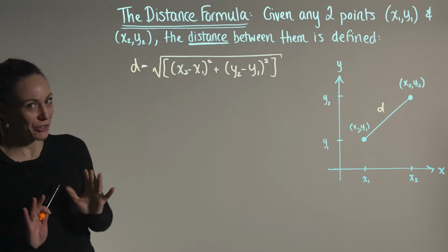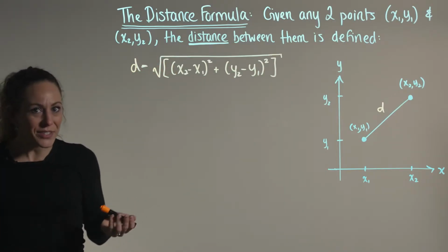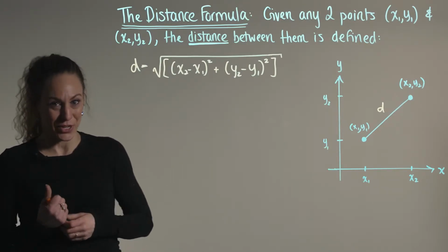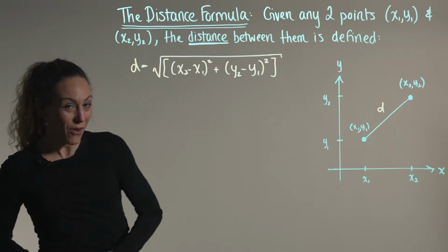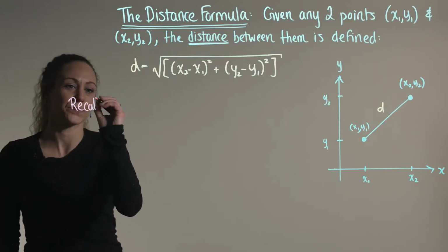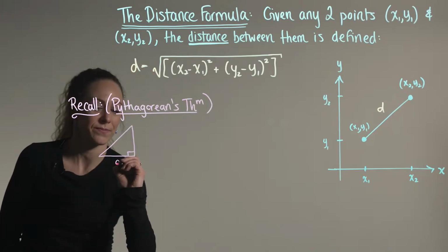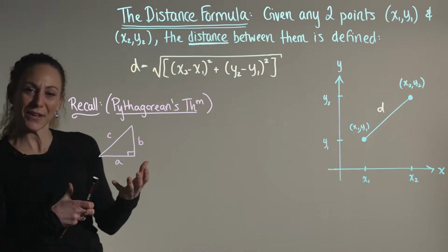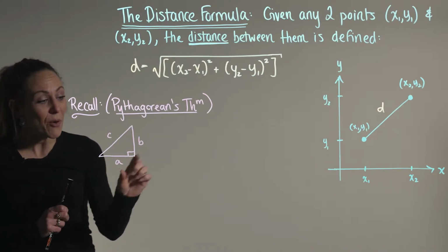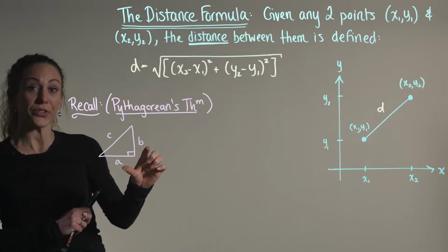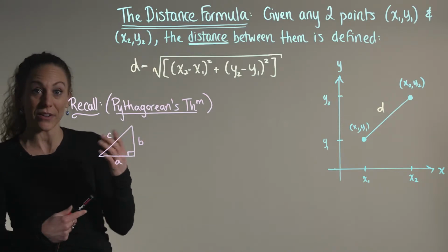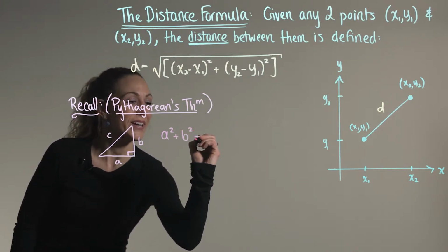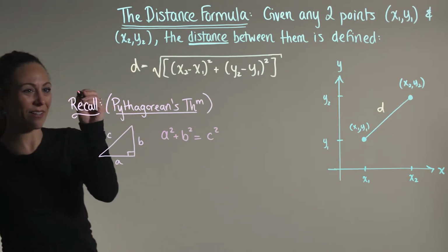Now, I think it's very natural at this point to think, where did this equation come from? Well, in order to understand where this equation is coming from, we need to go ahead and recall Pythagorean theorem. So recall that Pythagorean theorem tells us that given any right triangle, the sum of the squares of the 2 shorter sides is equal to the square of the longer side. Or in other words, a squared plus b squared is equal to c squared.